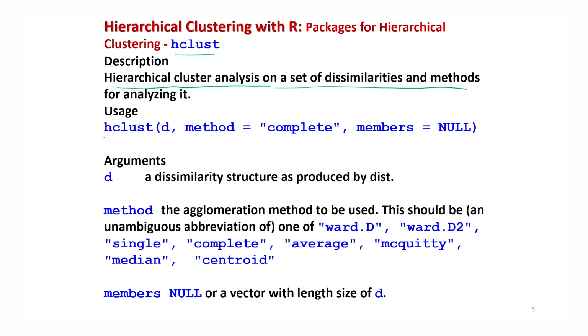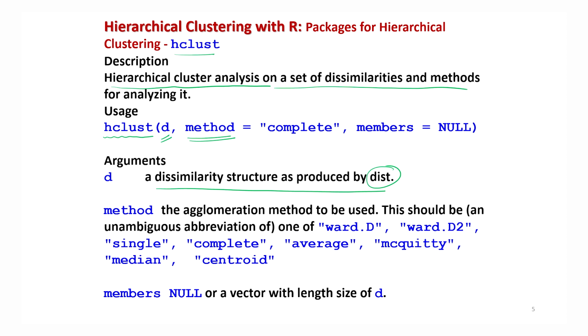The command here is hclust, and the argument d is a dissimilarity structure as produced by the dist function that you will see later on. That is a command to measure the distance between objects. Then you have to decide what type of method you are going to use. For example, I described the single linkage method and the complete linkage method, but there are several other methods also.